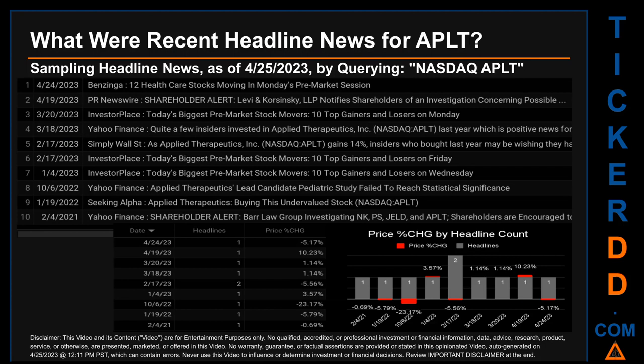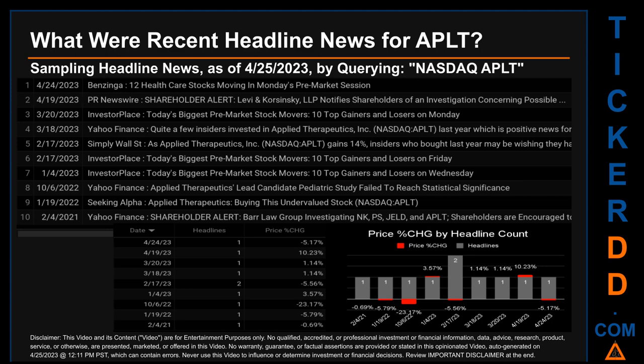The latest publication was Monday, April 24, 2023, when Benzinga published the headline that read, 12 healthcare stocks moving in Monday's pre-market session. The oldest publication was on Thursday, February 4, 2021, when 2 years, 2 months and 21 days ago, Yahoo Finance published the headline that read, Shareholder Alert: Bar Law Group investigating NKTR, PS, GELD, and APLT. Shareholders are encouraged to contact the firm.